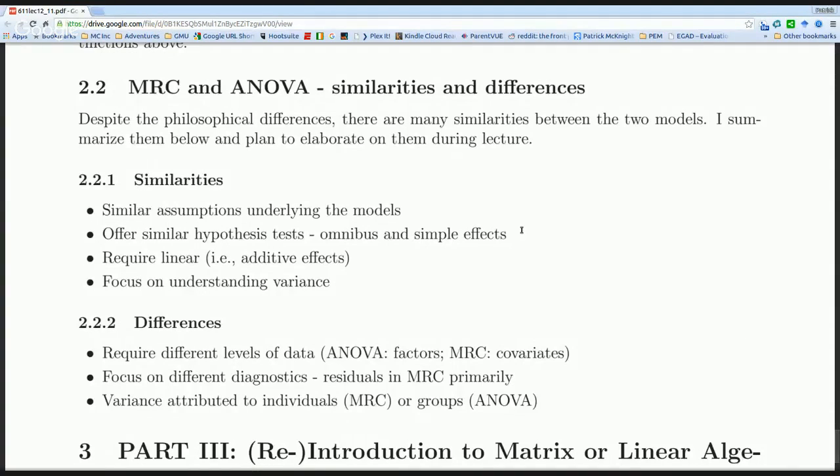Next, both of them offer hypothesis tests. They offer both omnibus tests and simple effects. Now, the omnibus test in regression comes from testing whether the whole model performs adequately enough to decrease our uncertainty, which is to account for a sufficient amount of variability in our dependent variable to lead to reasonable predictions.